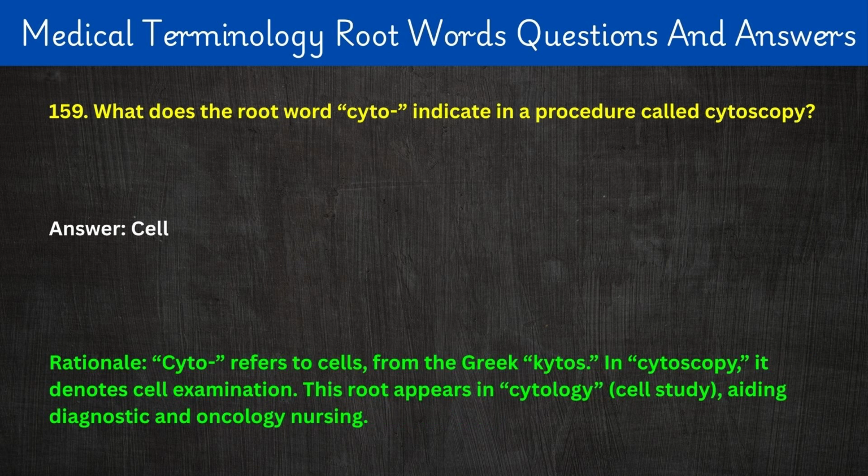159. What does the root word cyto- indicate in a procedure called cytoscopy? Answer: cell. Rationale: Cyto- refers to cells, from the Greek kaitos. In cytoscopy, it denotes cell examination. This root appears in cytology, cell study, aiding diagnostic and oncology nursing.